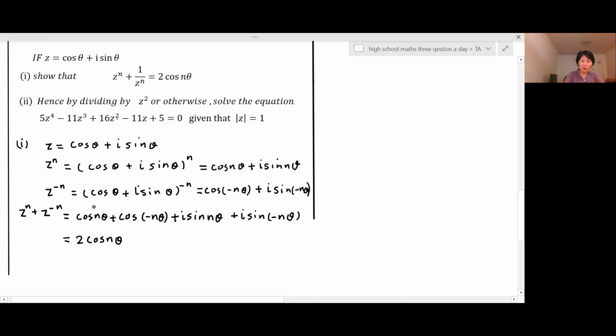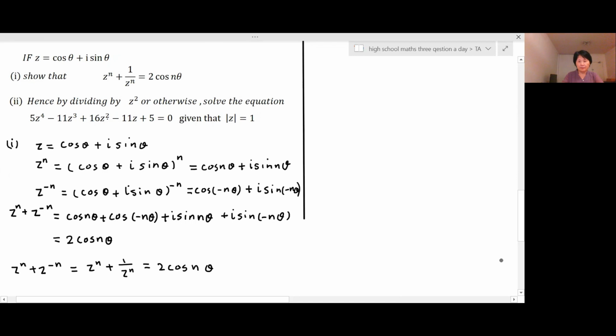Okay, the question requires us to show, and I already showed it. Why? Because z to the power n plus z to the power minus n equals z to the power n plus 1 over z to the power n, which equals 2 cosine n theta. Okay, the first part I already did. Then we start to do the second part here.